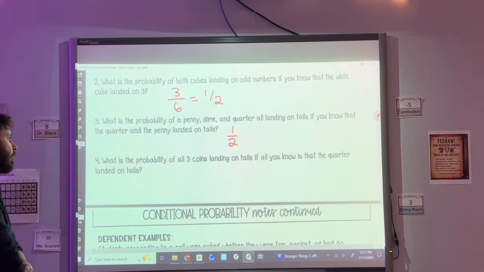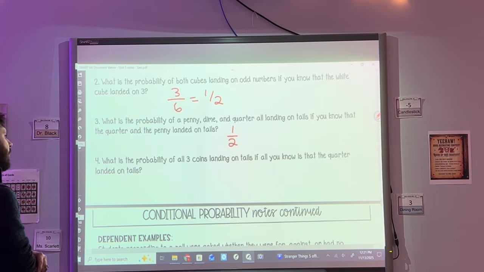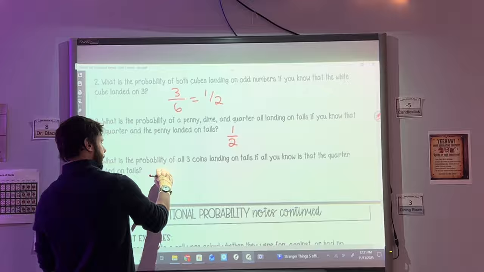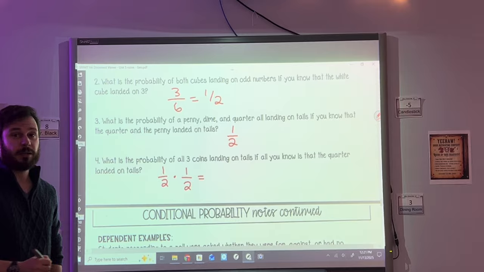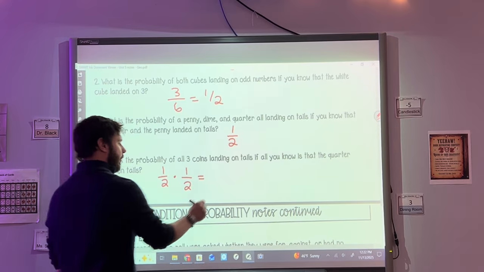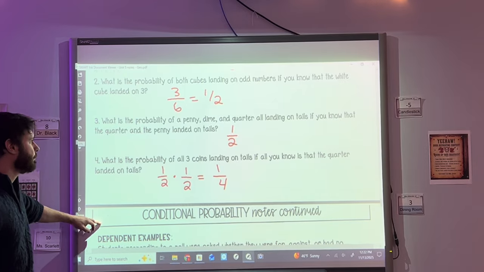What is the probability of all 3 coins landing on tails if you know the quarter landed on tails? Okay, so now I got 2 coins. The quarter landed on tails, great. But the penny has a half of a chance, and the dime has a half of a chance. These depend on each other and need to multiply. 1 times 1 is 1, 2 times 2 is 4, 1/4 of the time.